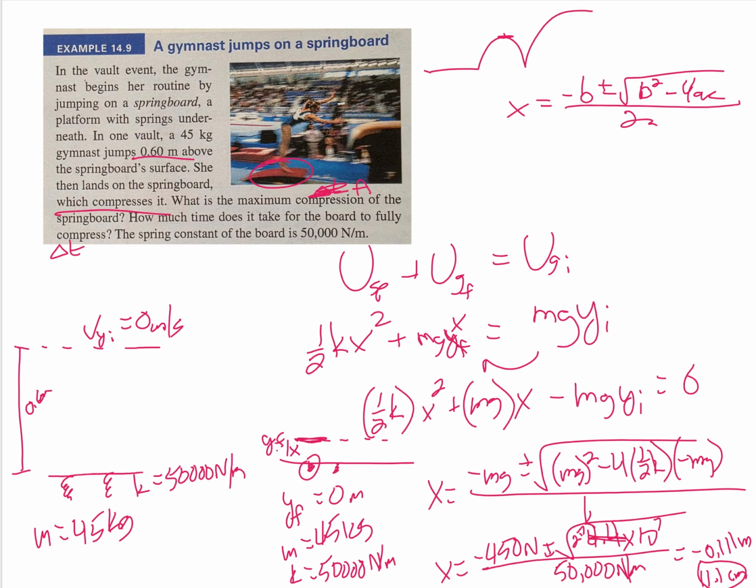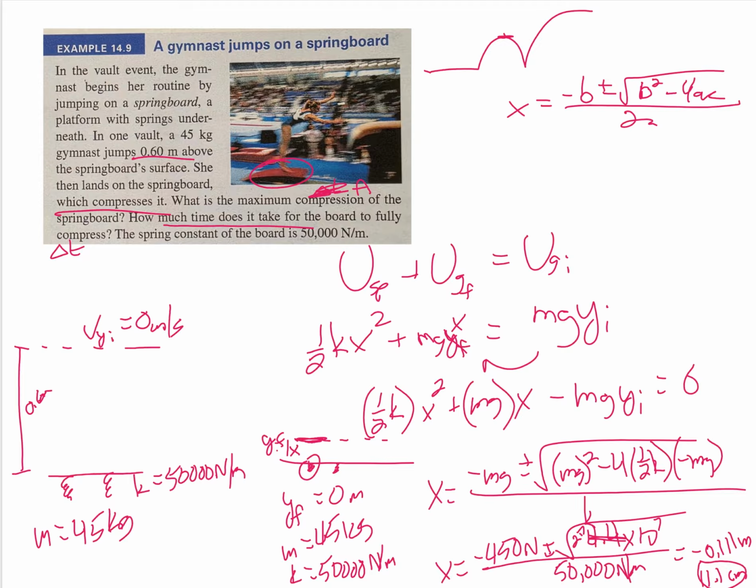Now the second part says, how much time does it take for the board to fully compress? So how can we come up with a time? Let me ask you this, how much of a cycle have we gone through if we compress the springboard down to its maximum compression? That would just be half. Is it half of the full cycle? A quarter. A quarter of the full cycle?